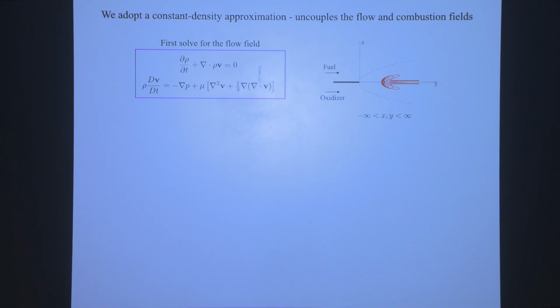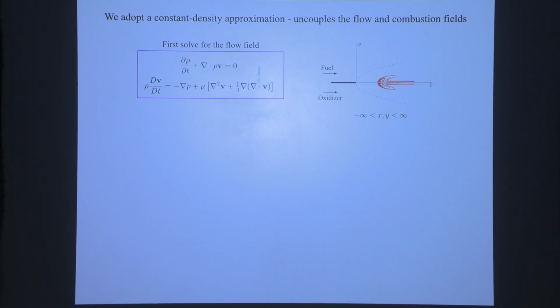Saying that it's a constant density flow, early studies have done the following. You say, okay, so we're going to put a uniform flow here and a uniform flow here. But that's not what I want to do. I want to actually compute the flow field in this mixing layer.